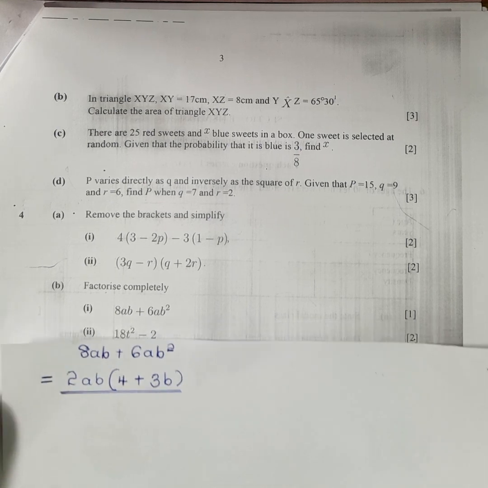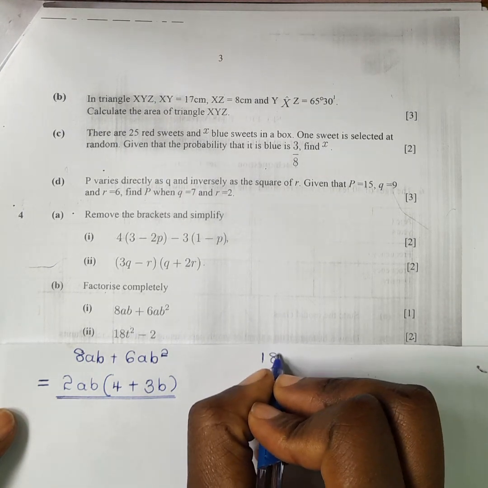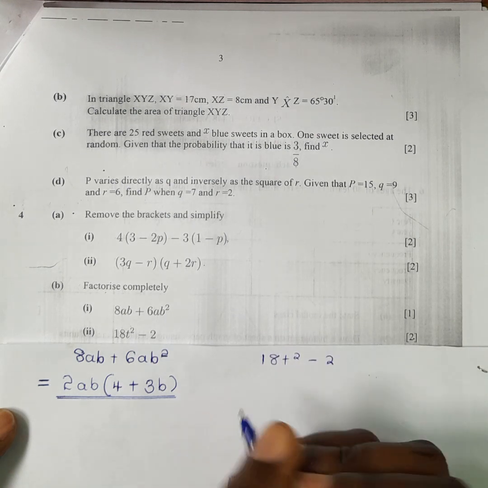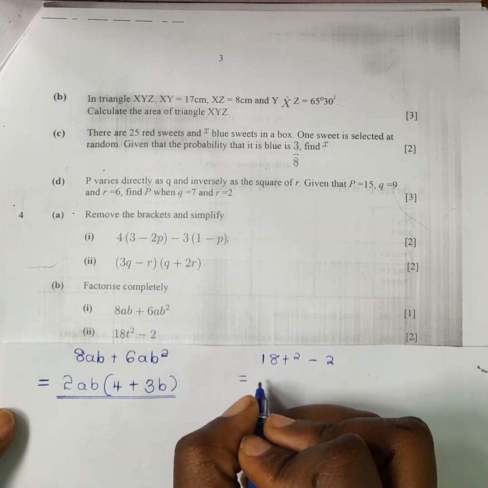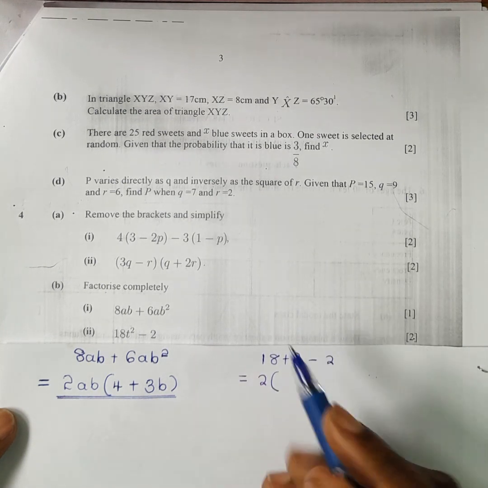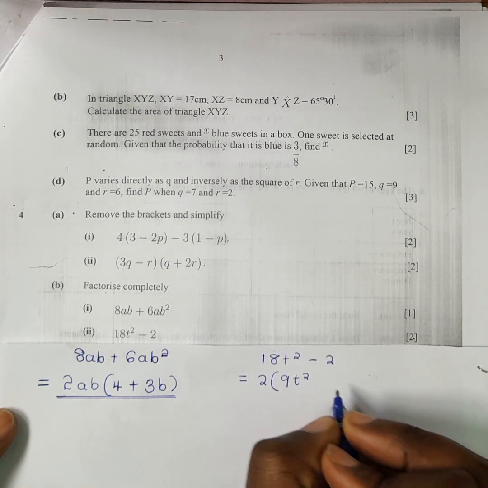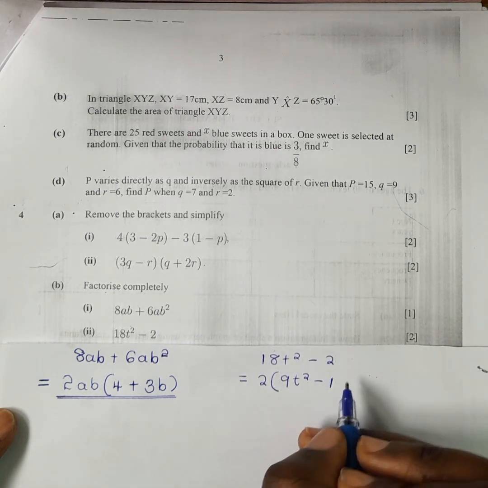Let us move on to number 4b part 2, which is saying 18t squared minus 2, and the question carries 2 marks. We need to find the highest common factor of the two terms, which is 2, and we factor it out. We say 2 into 18, we get 9t squared, minus 1: 2 into 2 gives 1.